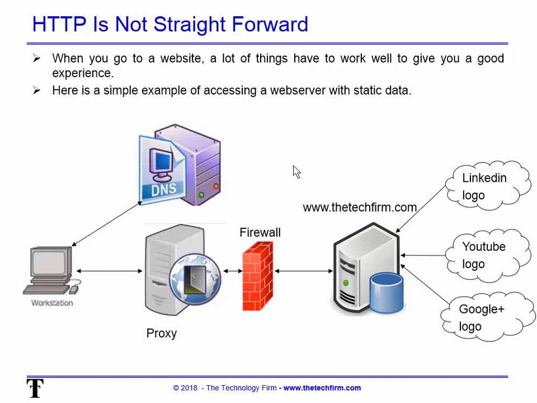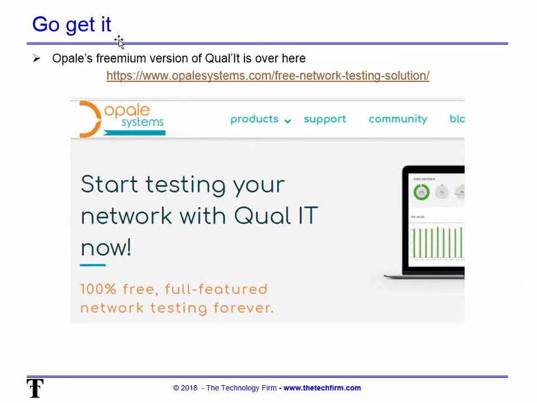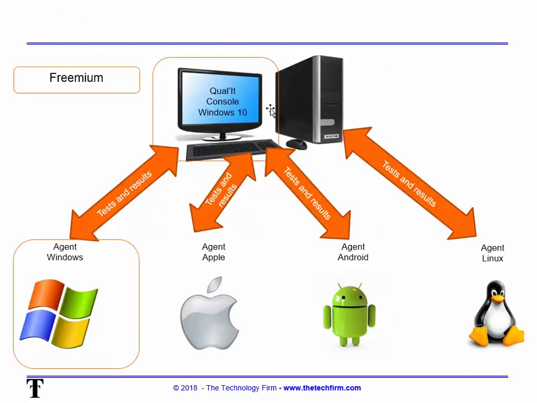Now, if you want to go get it, Opale's freemium version is at opalesystems.com/free-network-testing-solution. I'm going to put that URL in the write-up, so you just click on it and you'll go right there. Or if you want to go check it out, just go to Opale Systems and you'll see the Qual'It section, and you can get it from there as well.